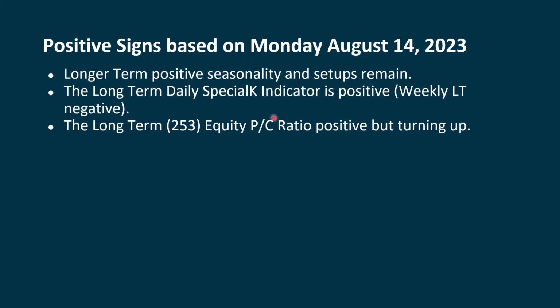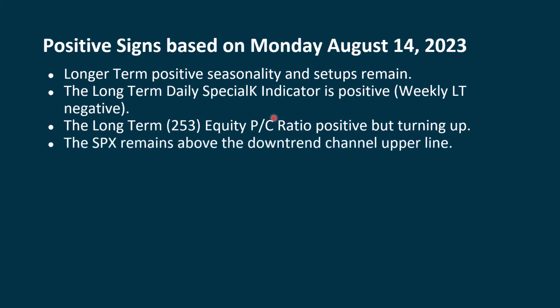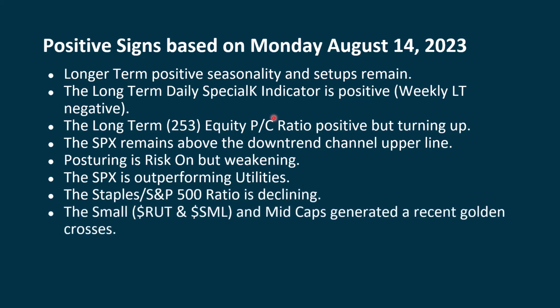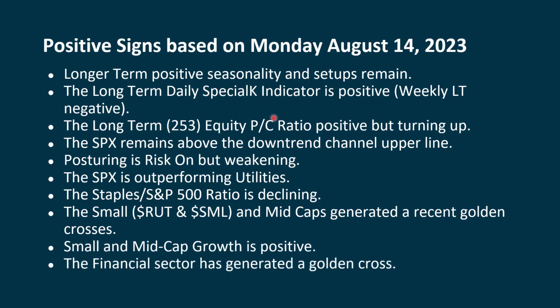The longer-term equity put-call ratio is still looking positive, but it's starting to turn up, so we're watching that. The S&P remains above the downtrend channel upper line. We're still in a risk-on posture, but we're seeing some weakness in that overall ratio. The S&P is outperforming utilities. The staples to S&P 500 ratio is declining. The Russell and the small caps, they're still above their 50-period moving average, and they've generated a recent golden cross. The mid caps also generated a recent golden cross. Small and mid-cap growth continues to be positive. The financial sector has generated a golden cross. And then we're going to ask this question: will the 50-period moving averages hold?